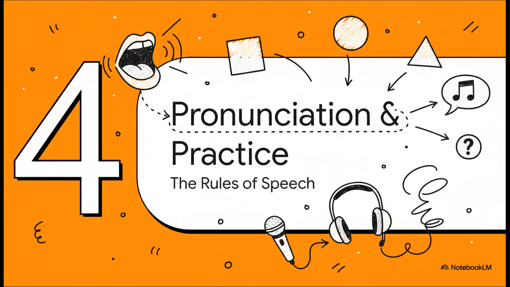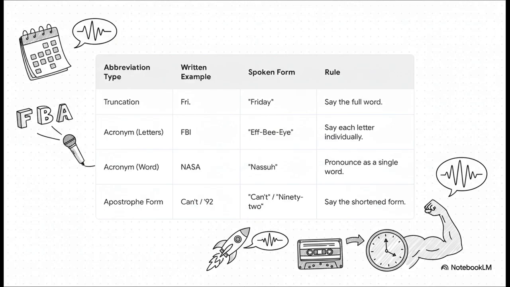Having established the methods, we now turn to Section 4, pronunciation and practice. A critical point is that the rules for how an abbreviation is spoken are specific to its form. They are not all pronounced the same way. This table illustrates the distinct rules of speech quite clearly. When you see a truncation, like Fri, you say the full word, Friday. It's purely a written convention. Acronyms, however, are different. An initialism like FBI is pronounced by saying each letter, F-B-I. But an acronym that forms a pronounceable word, like NASA, is spoken as that word, NASA. Finally, apostrophe forms like can't or '92 are pronounced exactly as they're written, in their shortened form.